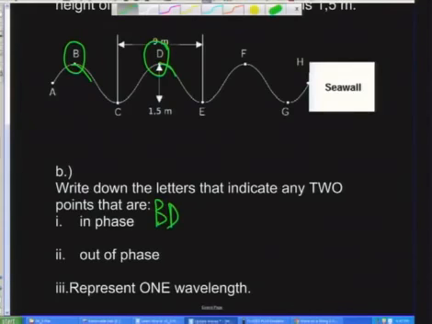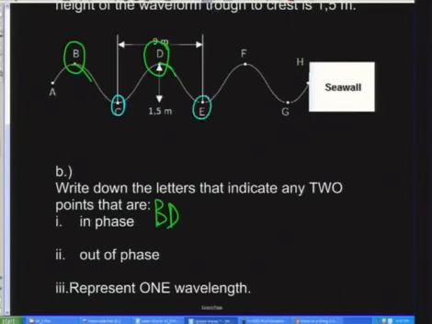What about some more? C and E, they're at the lowest point and it's going to be moving up again. So C and E will be points in phase. And there are quite a few on this diagram, so you could pick any 2 points. What are points that are out of phase? Well, you could go and find them. C and D would be out of phase.